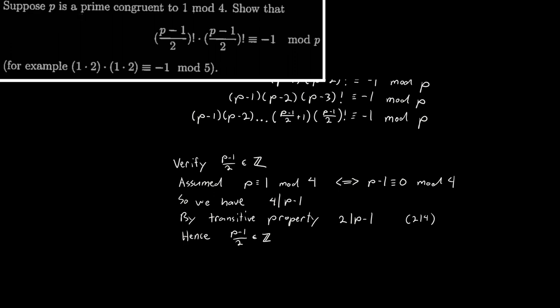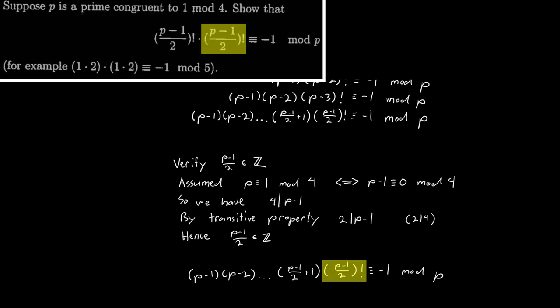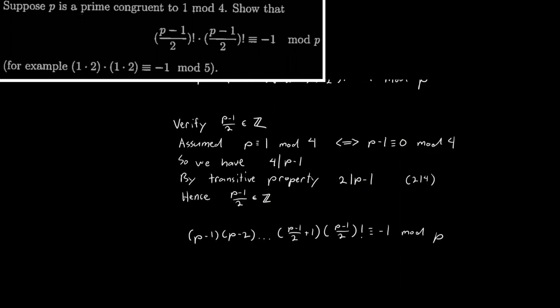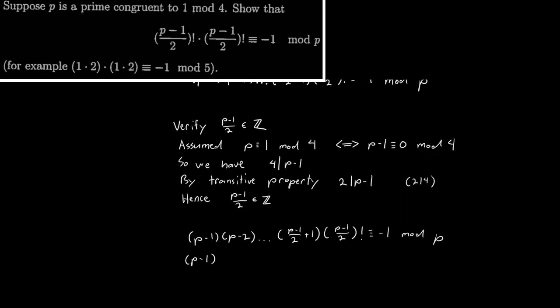So I'll just restate. We have (p-1) times (p-2), and so on, all the way to (p-1)/2 + 1, and all that times ((p-1)/2)!. And notice that we have ((p-1)/2)! already, and you can maybe see where I'm going to go from here. So I'll rewrite the plus 1 as plus 2 over 2, and with the power of the modulus I'll subtract p, and we'll still have the same thing.